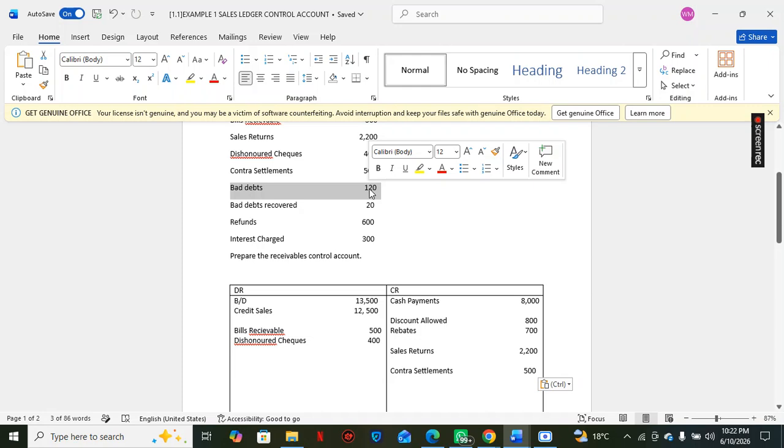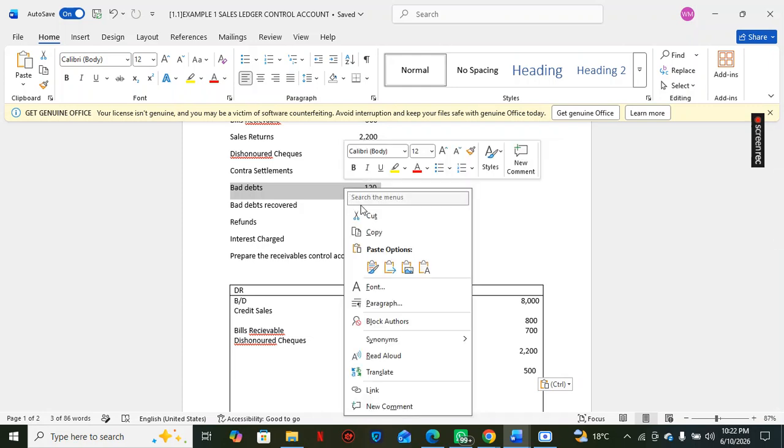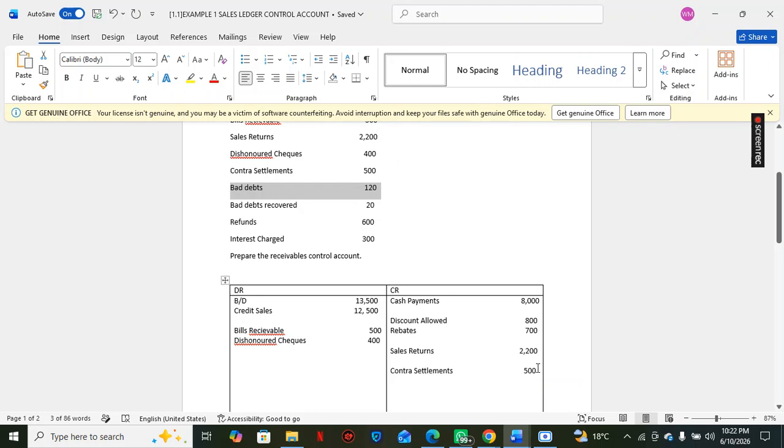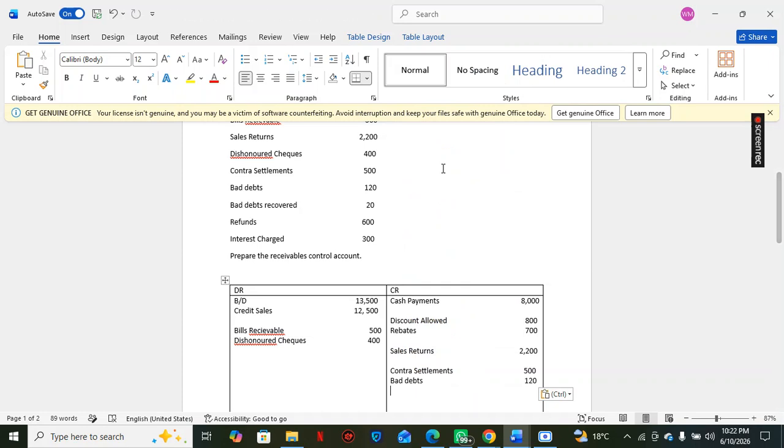Bad debts. Okay. Bad debts. This is where people are owing you money. Maybe they pass away, they go bankrupt, their businesses close. So it means you've lost money. You can't get this money back. Okay. So this reduces what is being owed to you because the person has gone away. Probably they've passed on or their business has closed. So you can't chase this money. Okay. That's what bad debts are.